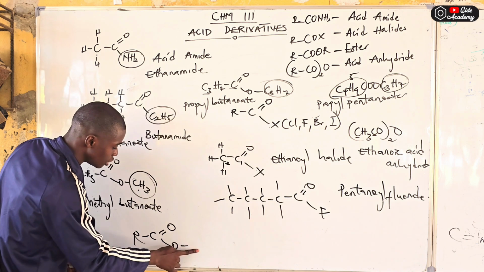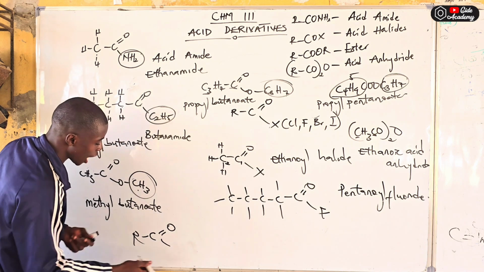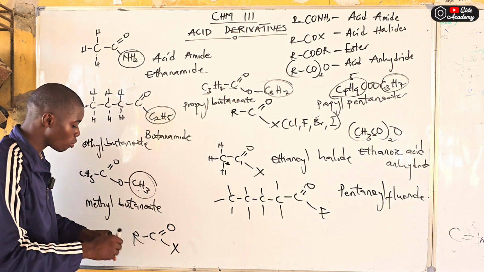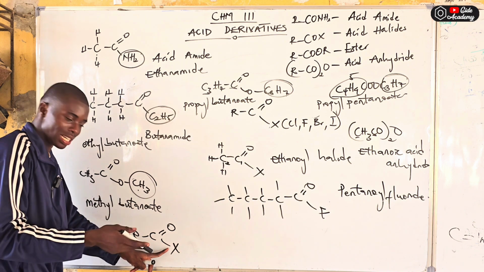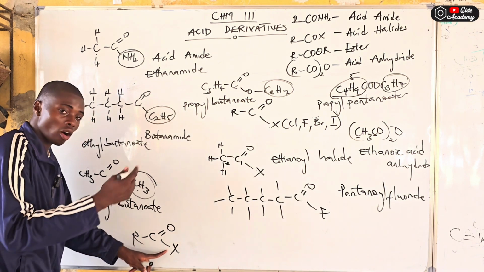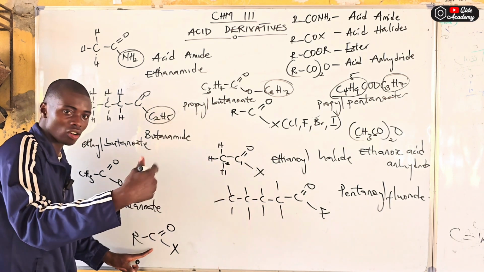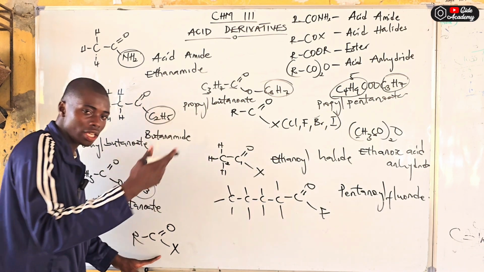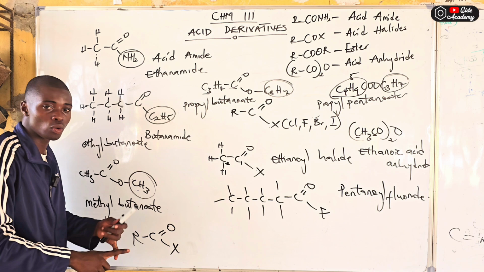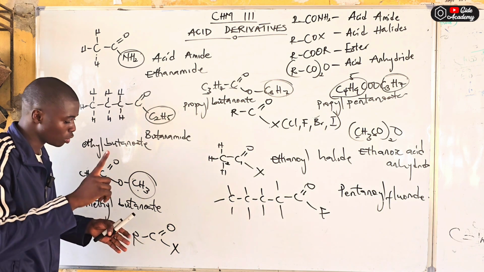But if this hydroxyl group is removed and you put a halogen, the product that will be formed is an acid halide, which can be ethanoyl halide, butanoyl halide, pentanoyl halide. And the halide can be fluorine, can be bromine, can be iodine, and can be chlorine.